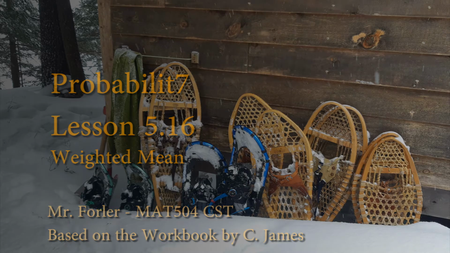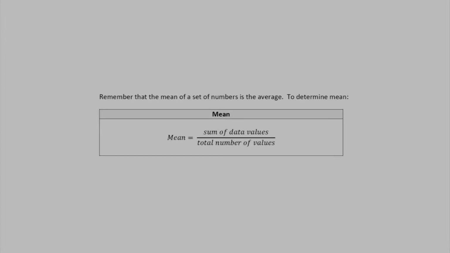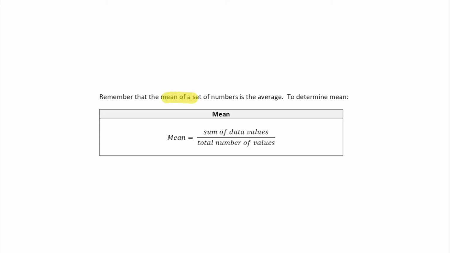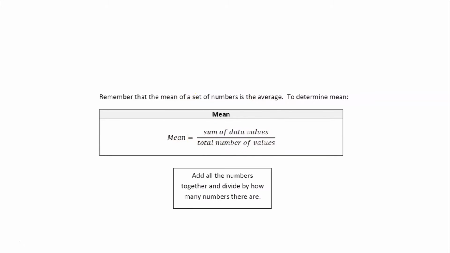Weighted mean. Remember that the mean of a set of numbers is the average. To determine the mean, we take the sum of all the data values and divide that by the total number of values. That means we add all the numbers together and divide by however many numbers there are in the list.